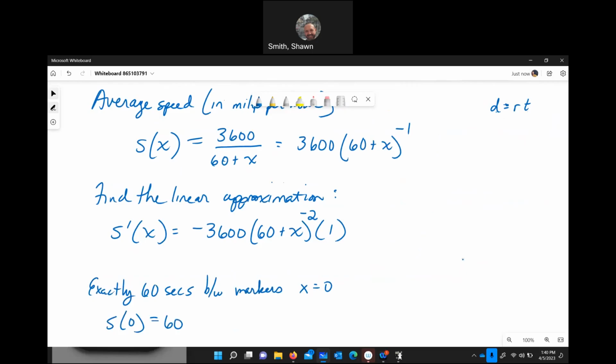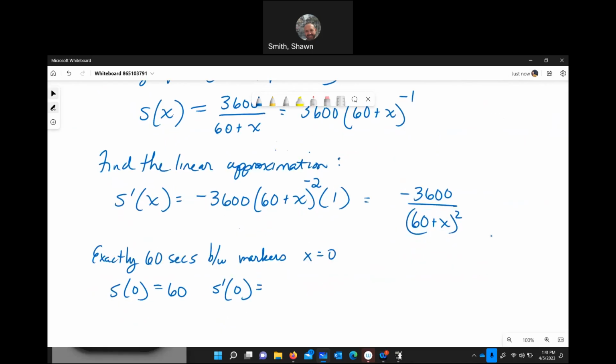S prime at 0, putting 0 in here, that's... we could make it a little bit easier: -3600 divided by 60 plus X, all squared, right? Putting 0 in here, 60 squared is 3600. So that gives you -3600 over 3600, -1.